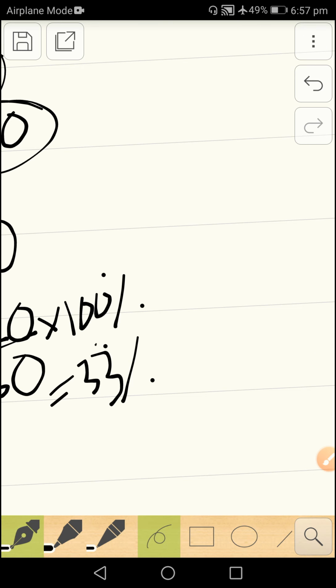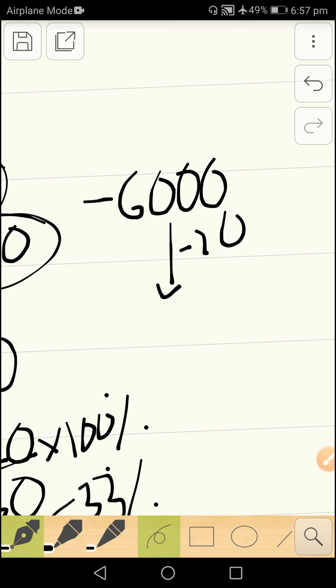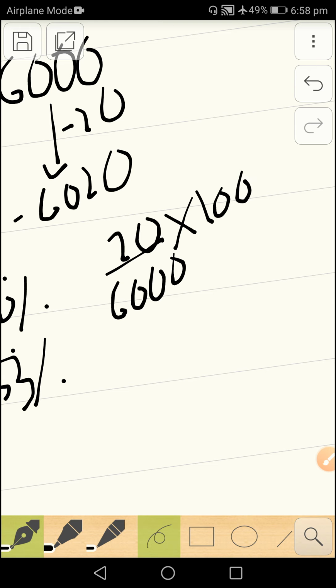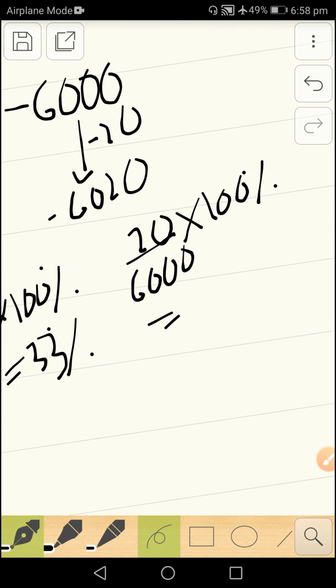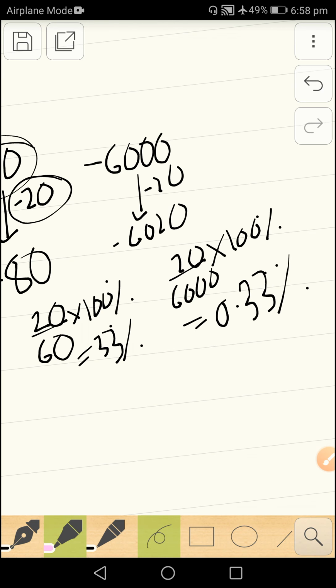Okay, but think that the lattice energy was 6,000 joule. Okay, 6,000 joule, and the change is still 20, so the final is 6020. So what is the percentage of the change? It's 20 by 6,000 into 100%, which means the change is 0.33%. Okay, so now I think you have got to know the difference.